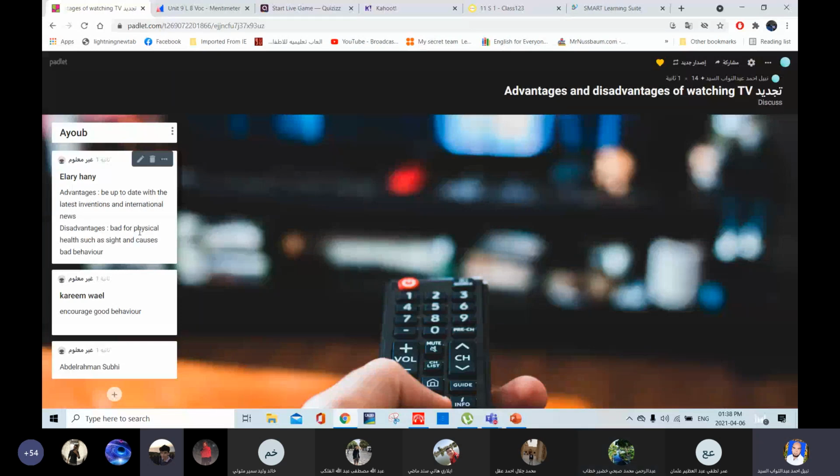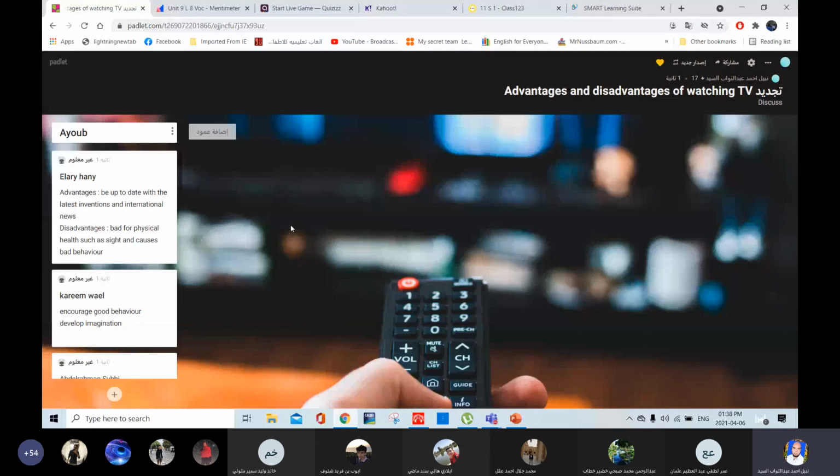I'm writing. If I press post, it will show on your screen. Yes. So after finishing writing, you have to press the button to send. Karim Wa'il: encourage good behavior, develop imagination. Very good. Abdurrahman Al-Awadi: it can develop our imagination.